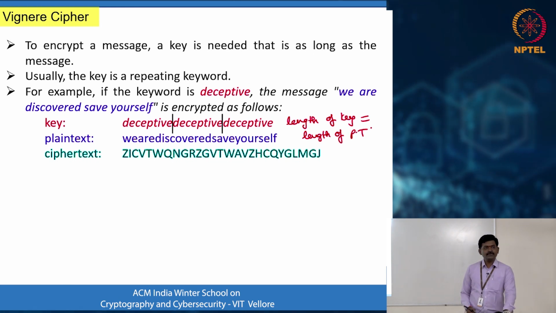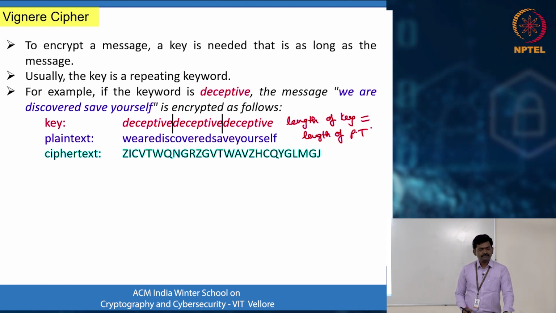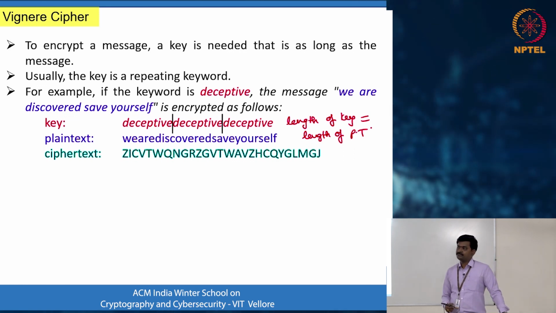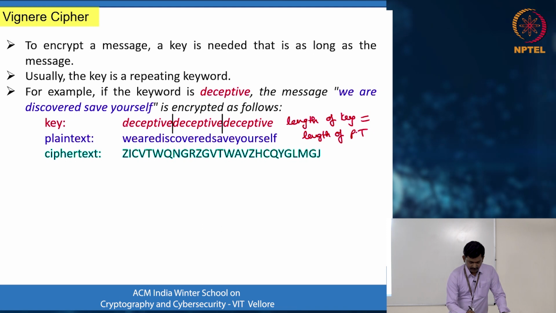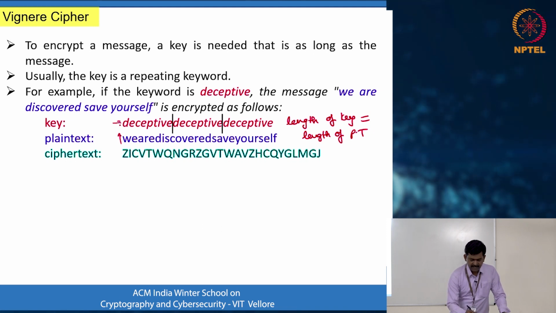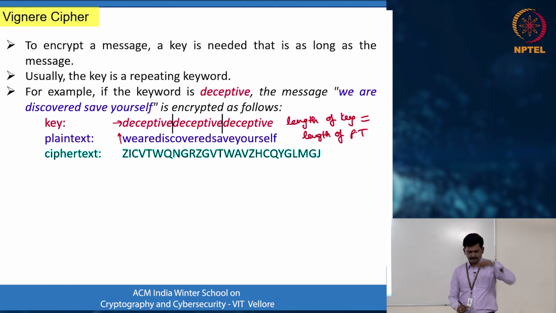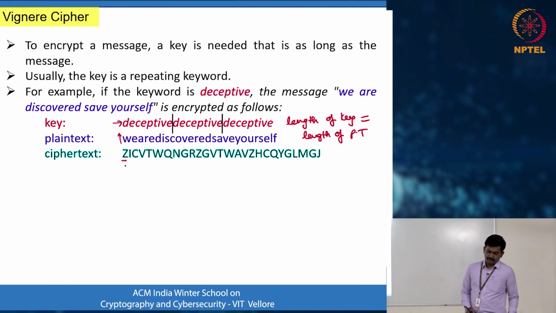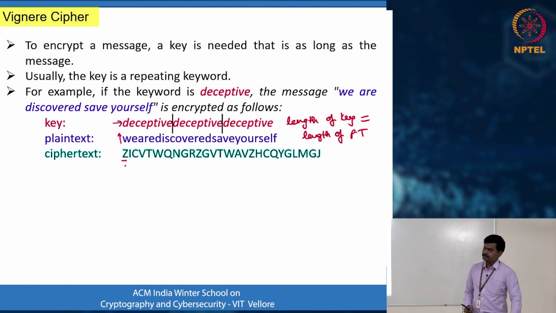Once you have that, what do you do? My plain alphabet is W, key alphabet is D. Look at the table, corresponding. Right?